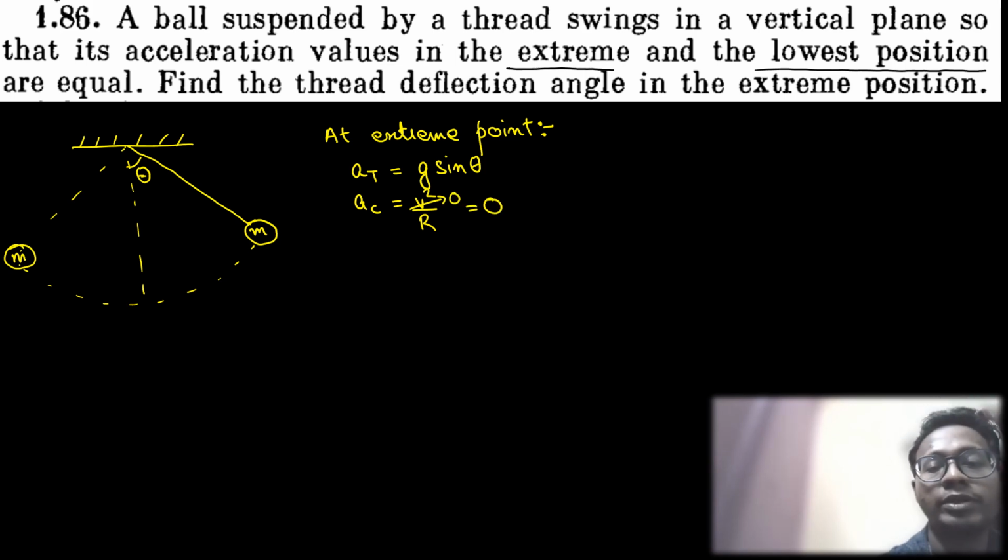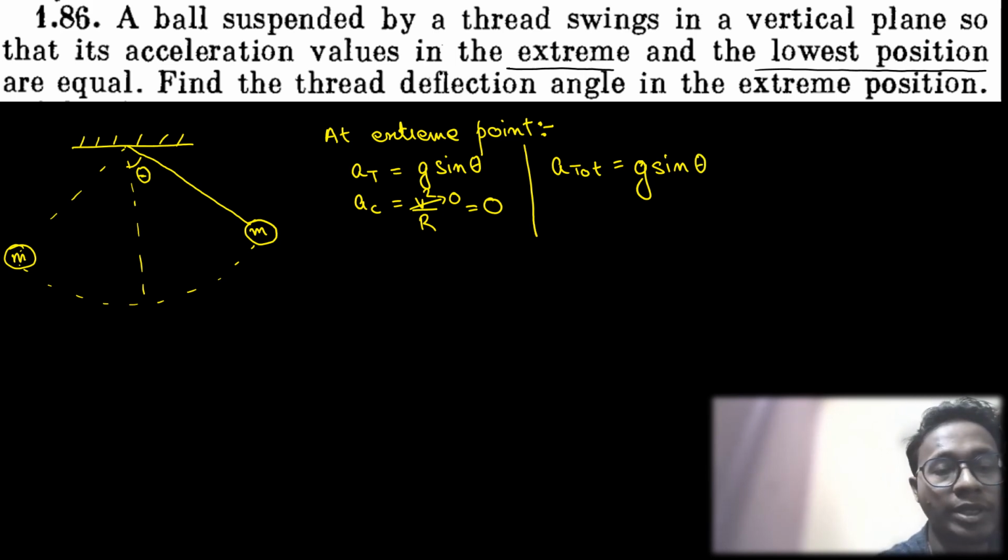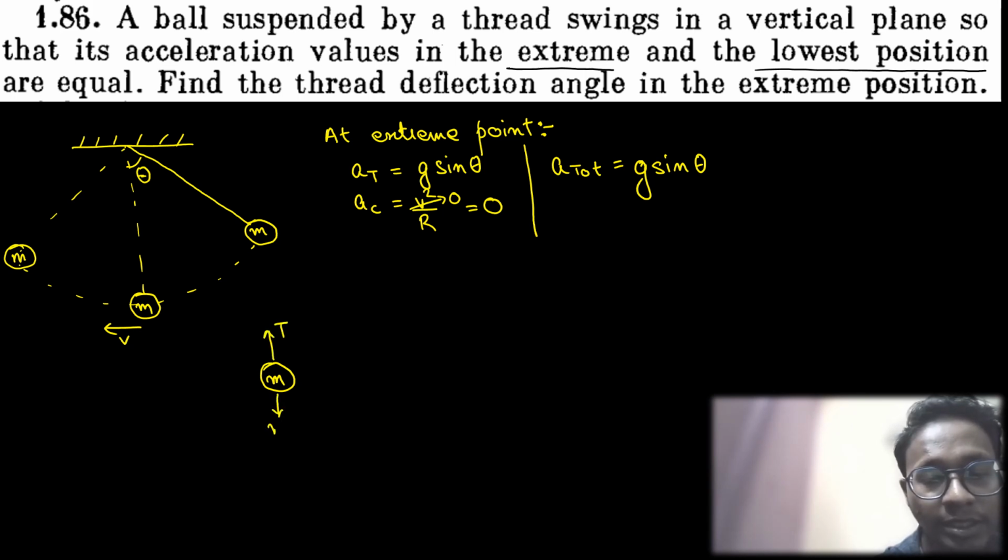So total acceleration at the extreme point is equal to g sin theta. Now at the lowest point, there would be some velocity v out here. And what is the tangential acceleration? See, if I draw the free body diagram, with tension T and mg, is there any tangential component of force, or is there any force in this direction?